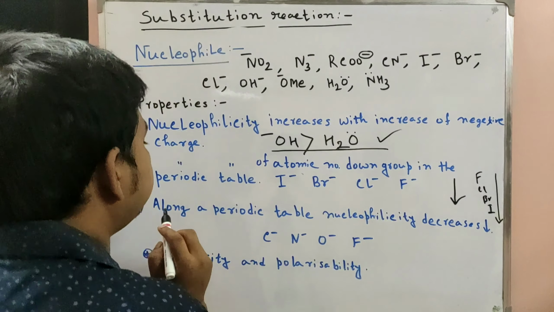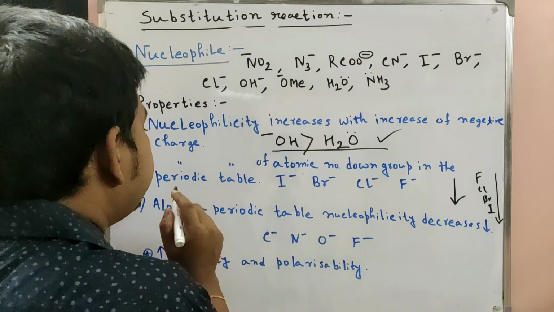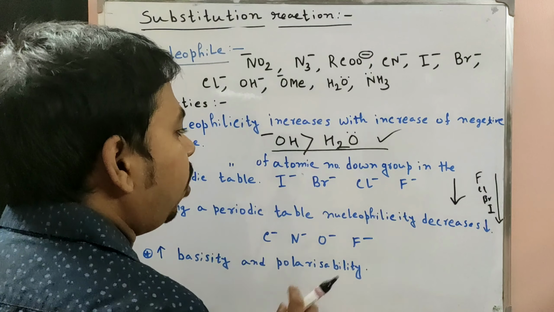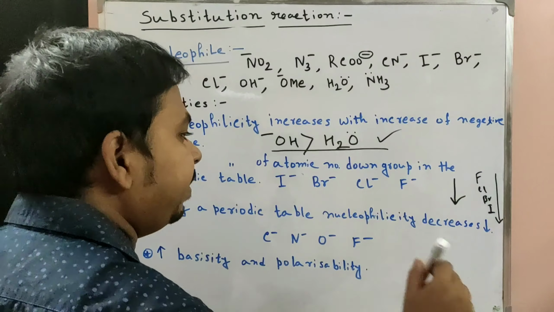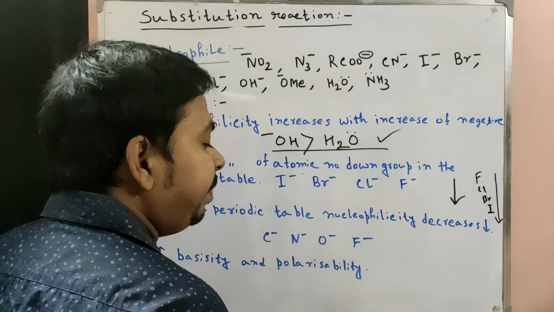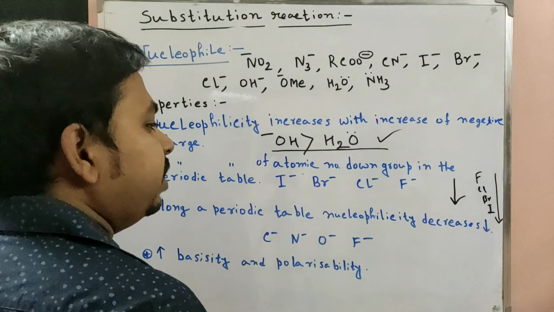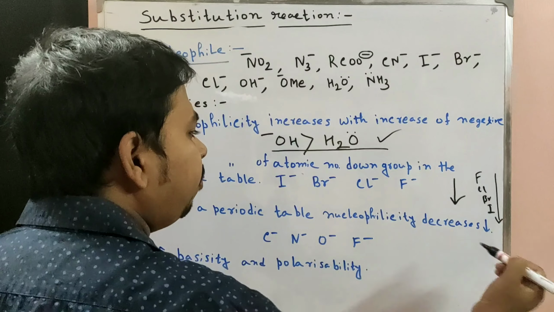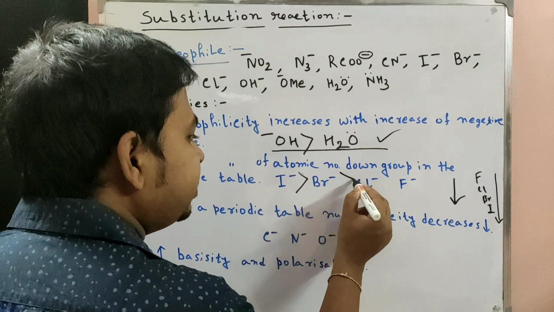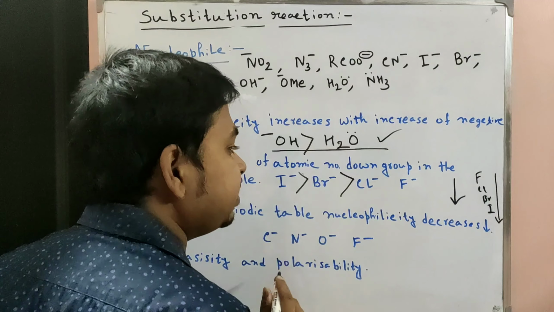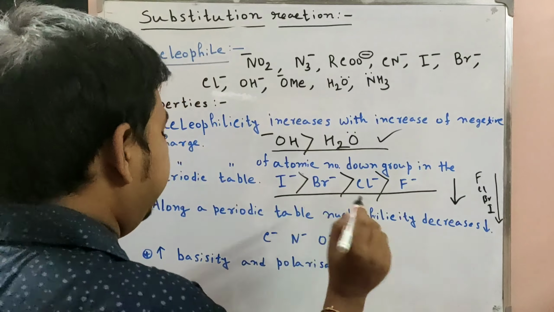And the second point is that nucleophilicity increases with atomic number as we go down a group in the periodic table. As we follow the periodic table, fluorine, chlorine, bromine, iodine are present in this sequence. So when we go from up to down, the nucleophilicity increases. For that reason, I minus is a good nucleophile, then Br minus, then Cl minus, then F minus. So this is very important.